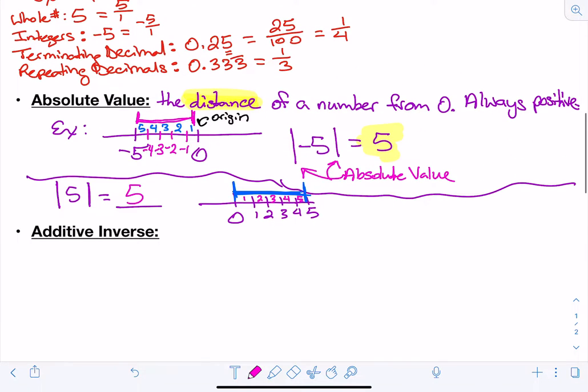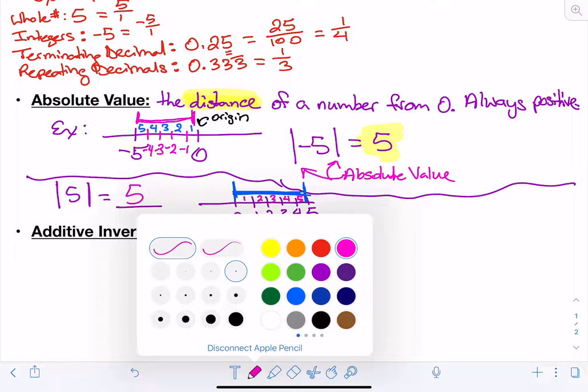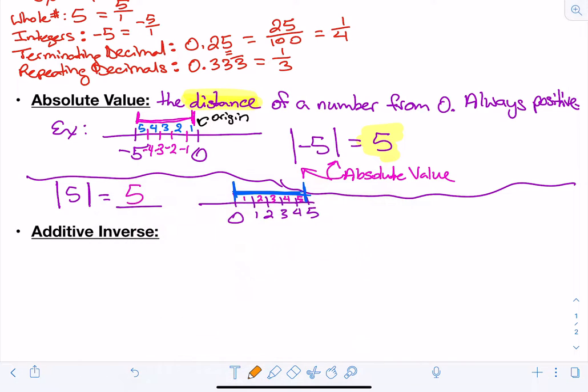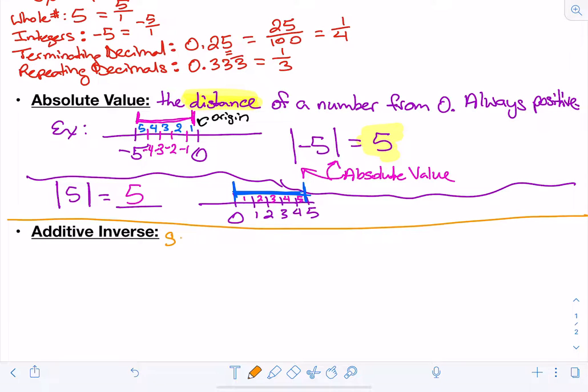Okay? Now, for the last one, it's the additive inverse. Okay, so the additive inverse is, let me switch colors again. Let's see, I'll do orange. The additive inverse, let me draw a line just so you don't get confused. The additive inverse is the same number but it has opposite signs. Okay, that's the additive inverse.